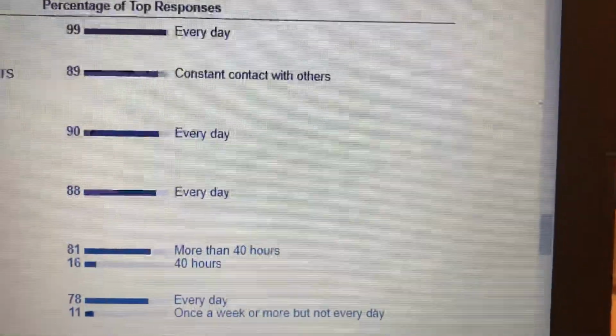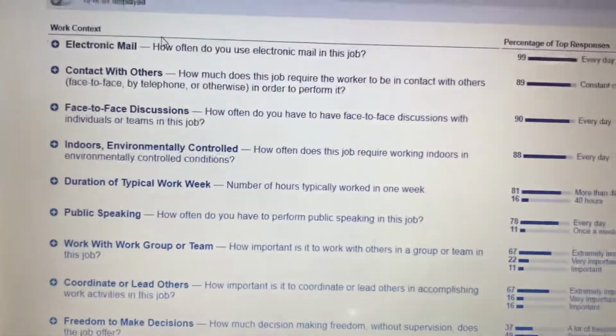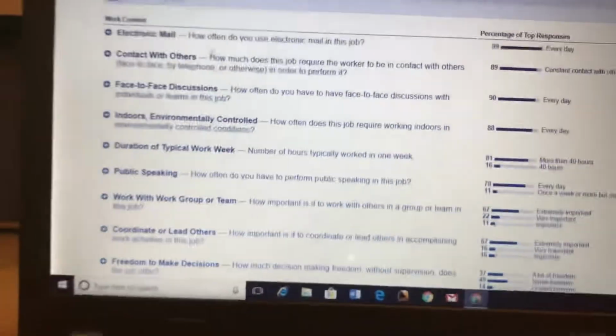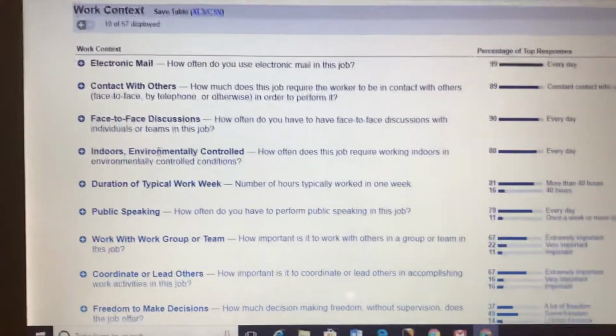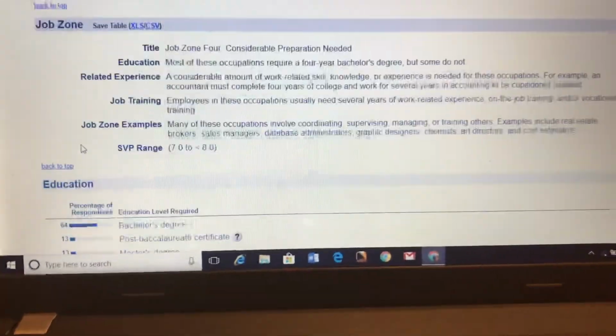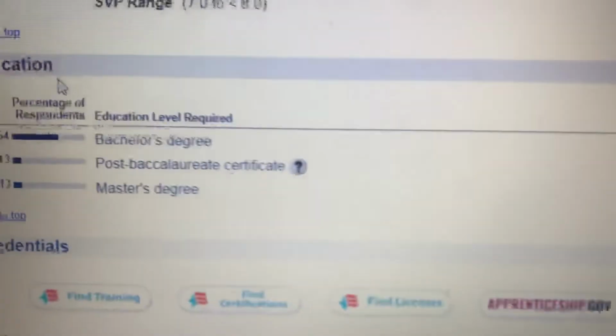Contact with others. 89% of my time. The last 3 weeks I was in school, it was 100% of my time because I had no planning time. I was trying to teach you people. So it kind of shows where you're going to spend all of your time while you're doing it. Then it has your job zone, which isn't super important, but this part is, okay? The education level.